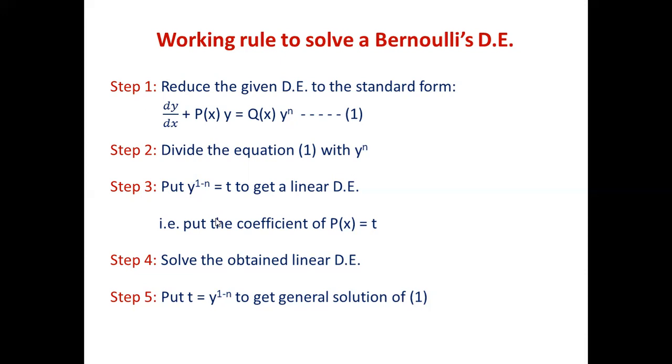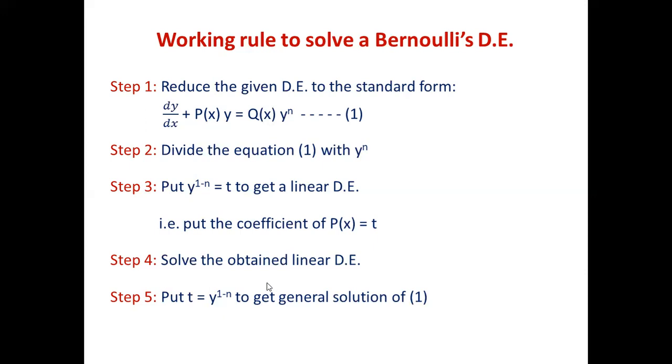So you know how to solve a linear differential equation in t. So solve the obtained linear differential equation in order to get a general solution. And in that general solution, you replace t by y power 1 minus n to get the general solution of the given Bernoulli's differential equation.